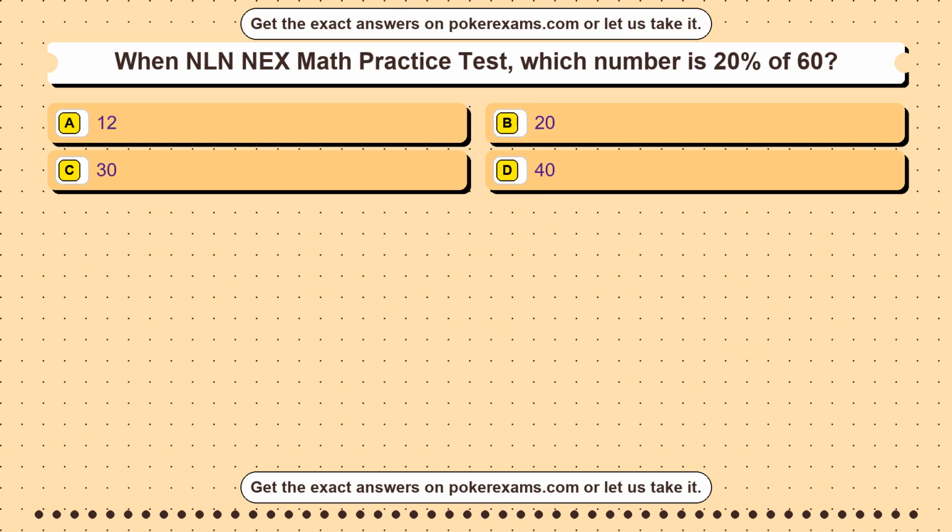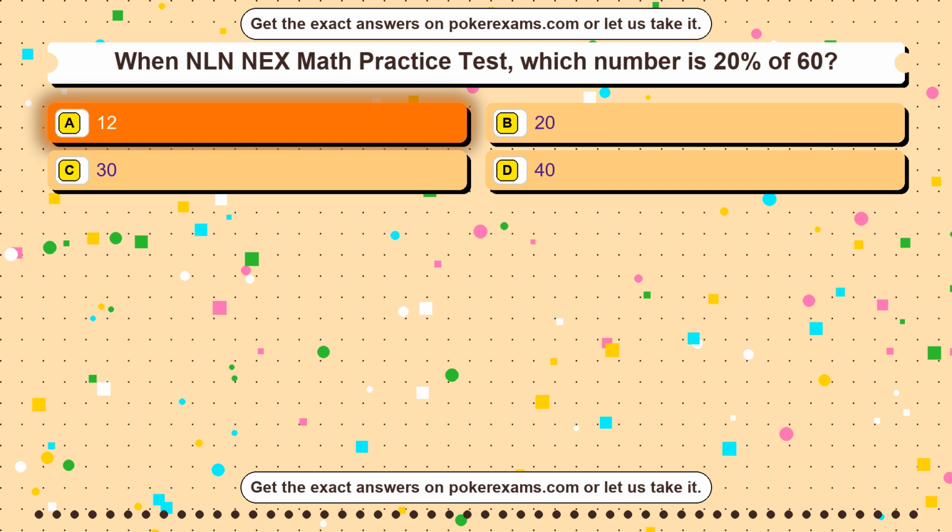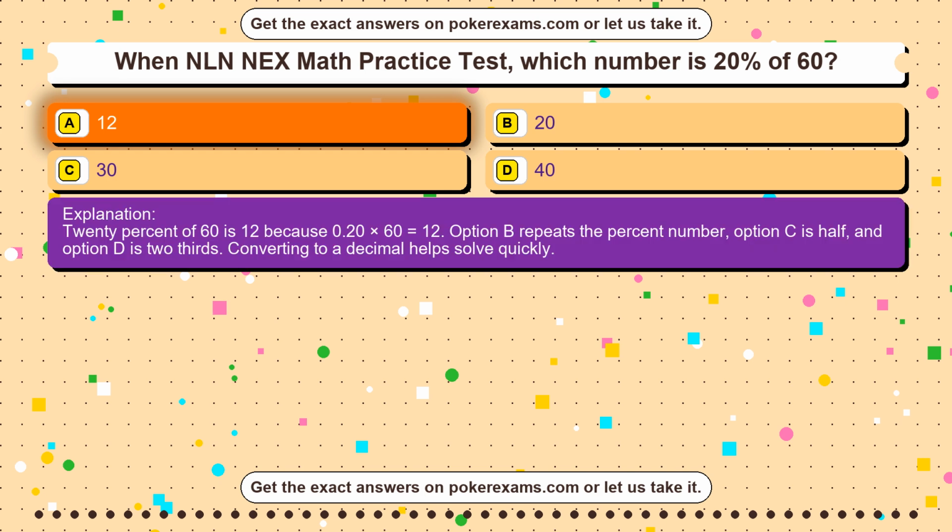Question 49. NLN NEX math practice test: which number is 20% of 60? Option A 12. Option B 20. Option C 30. Option D 40. The correct answer is option A, 12. 20% of 60 is 12 because 0.20 times 60 equals 12. Option B repeats the percent number, option C is half, and option D is 2/3. Converting to a decimal helps solve quickly.